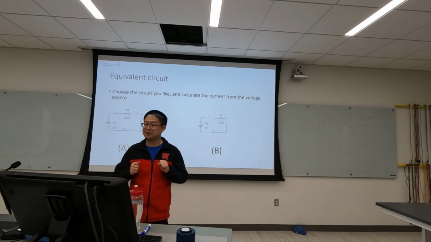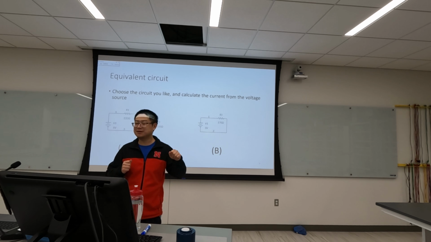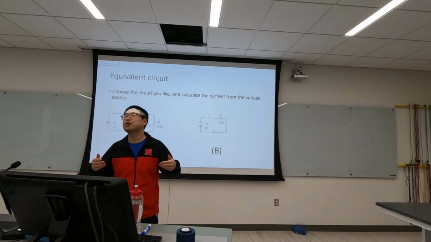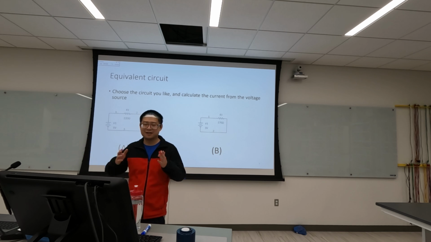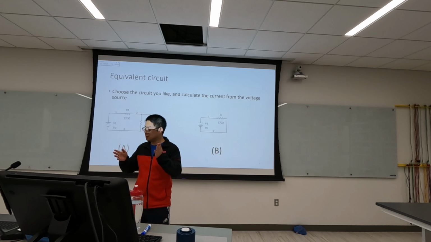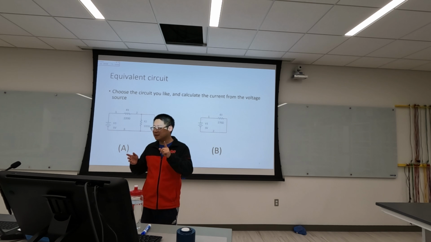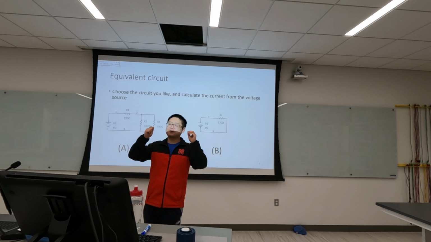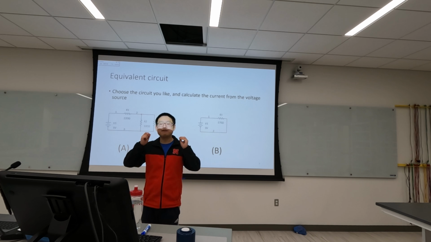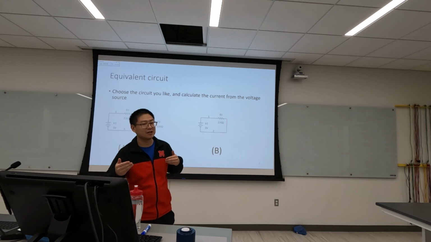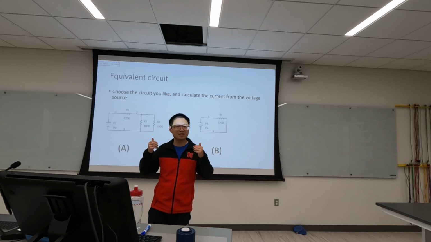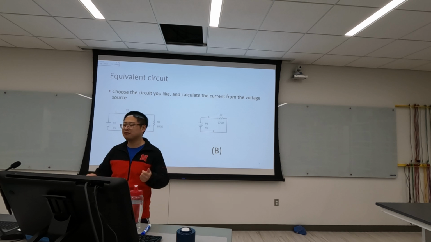So the circuit A has 3 resistors. These 3 resistors, we can get an equivalent circuit, which is only 1 resistor, and its resistance is 270. So we answer the second question, why we need equivalent circuit. Because the equivalent circuit can simplify more complex circuit and make the calculation easier. That's why we need equivalent circuit.